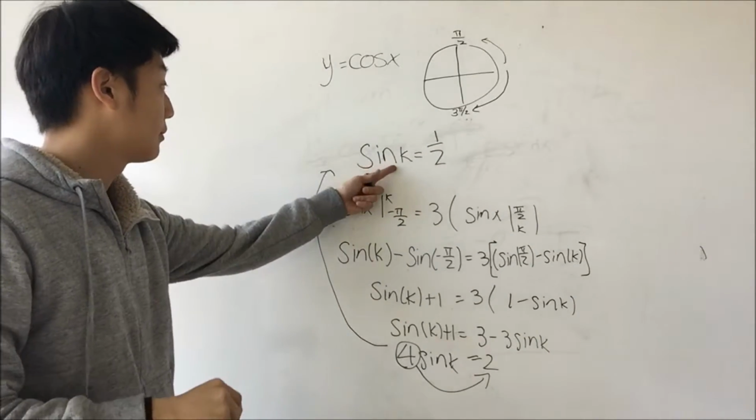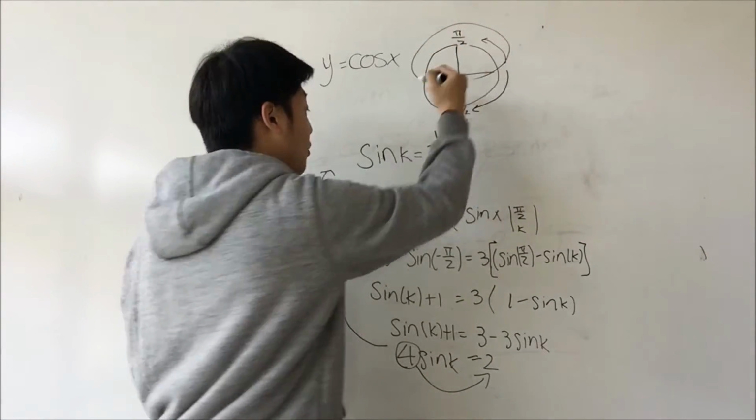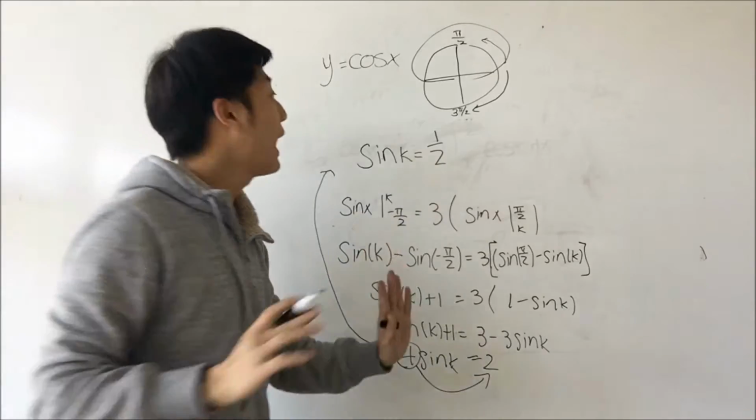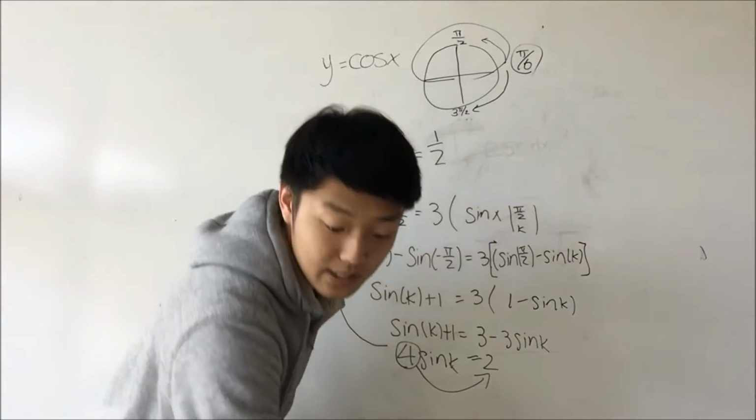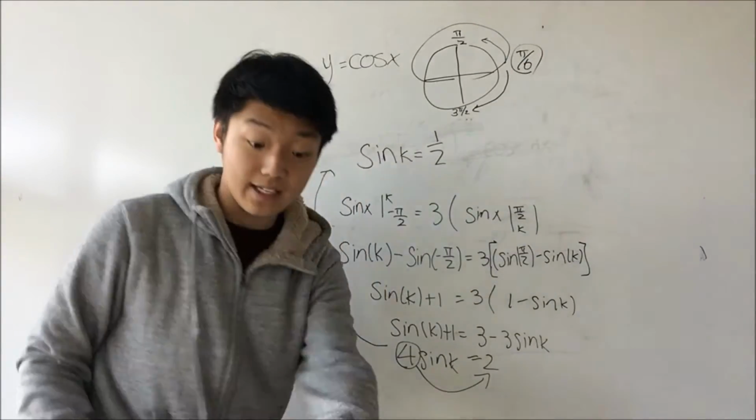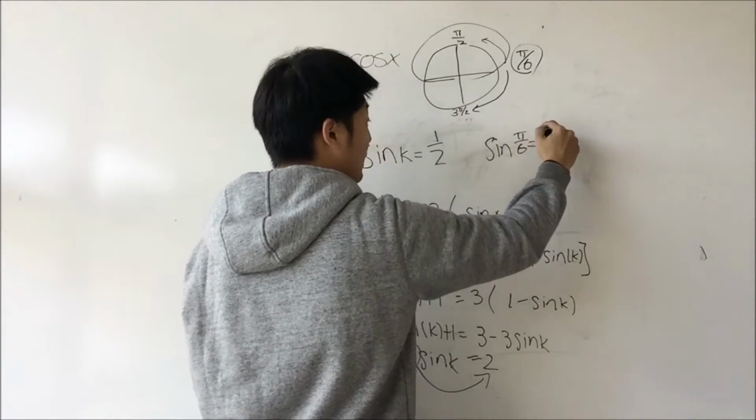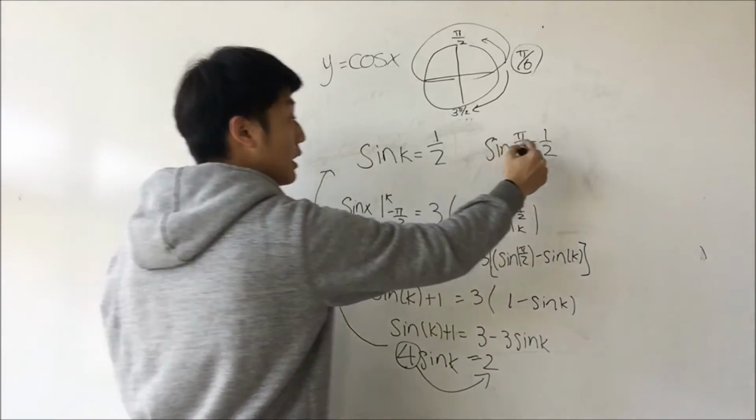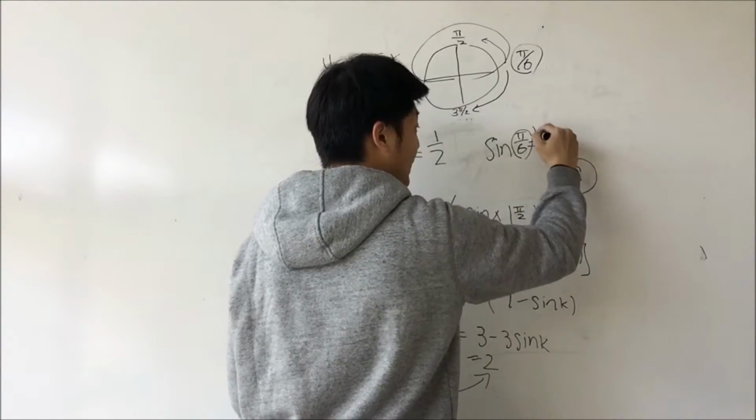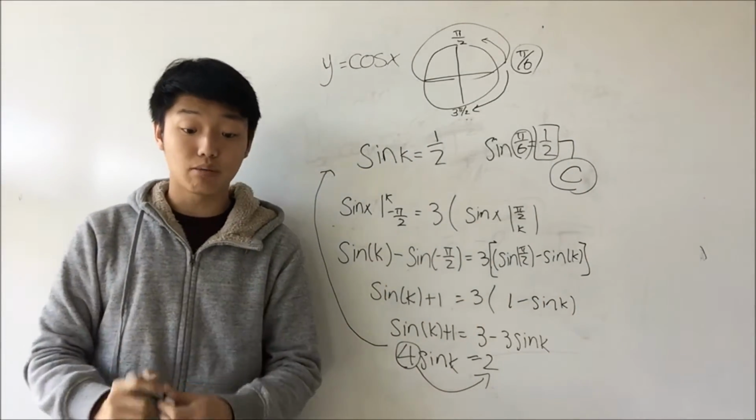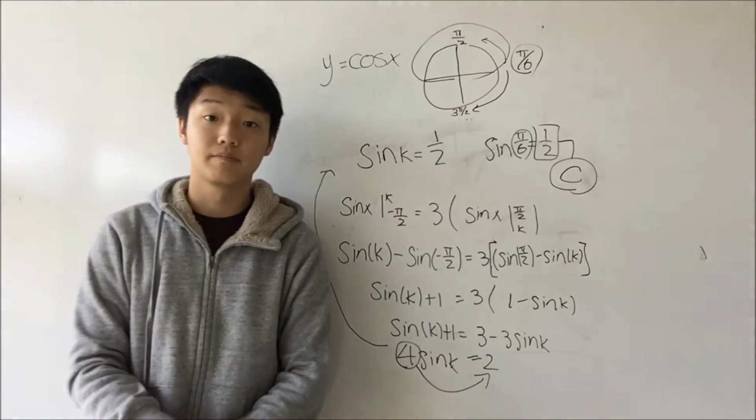And think, which value will sine equal to 1/2? It will be pi over 6. And let us look at the options. Yes, sine pi over 6 is equal to 1/2, and choice C will have this answer. So, when you see the problem of area, you just have to think about integration.